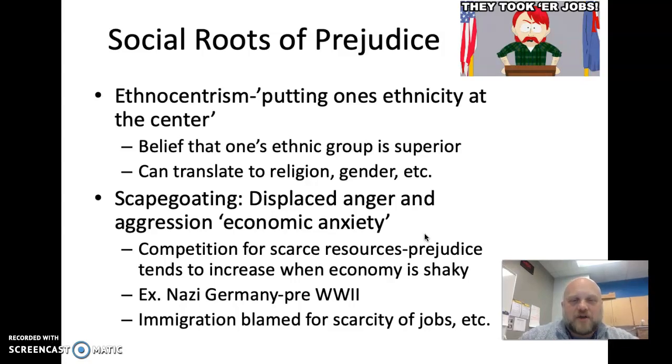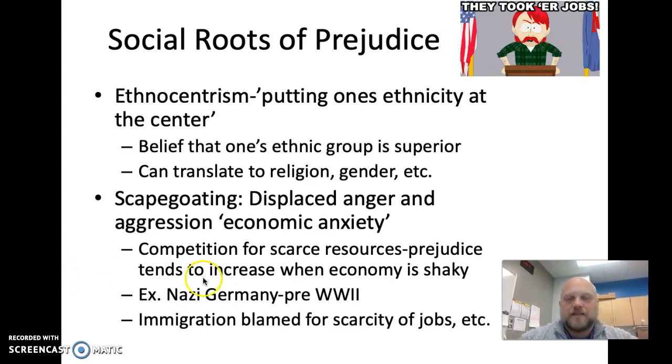Another one is scapegoating. This is when you're angry or upset about something, and you displace that anger, that aggression, that frustration towards another group of people. Historically, this has happened a lot. You can see here on the slide, a lot of times prejudice tends to increase in places where resources are scarce, or if the economy is not doing great. Sometimes one group of people will look for another group to say, hey, they're to blame, and they'll push that blame onto them.